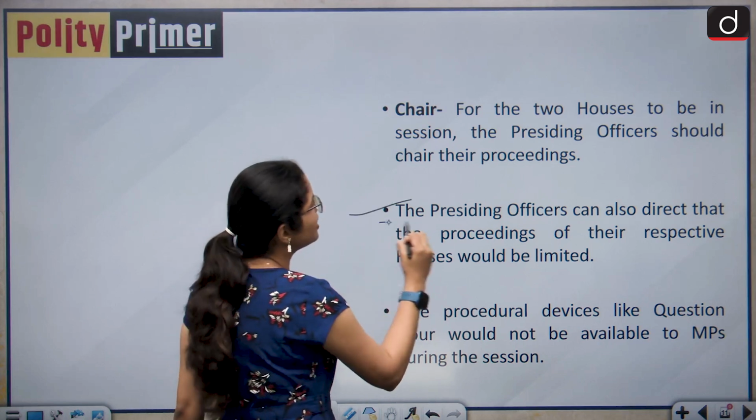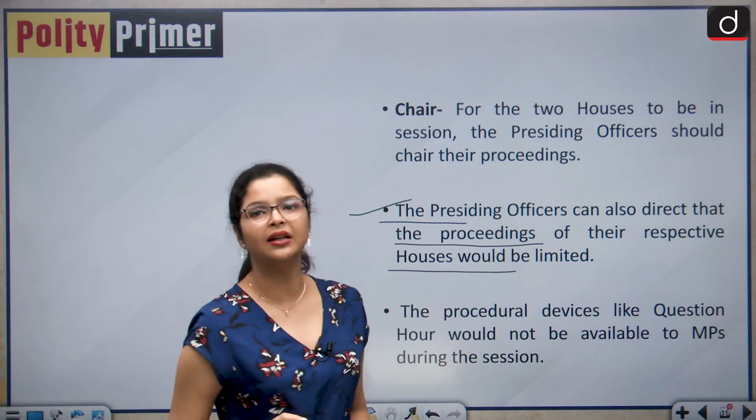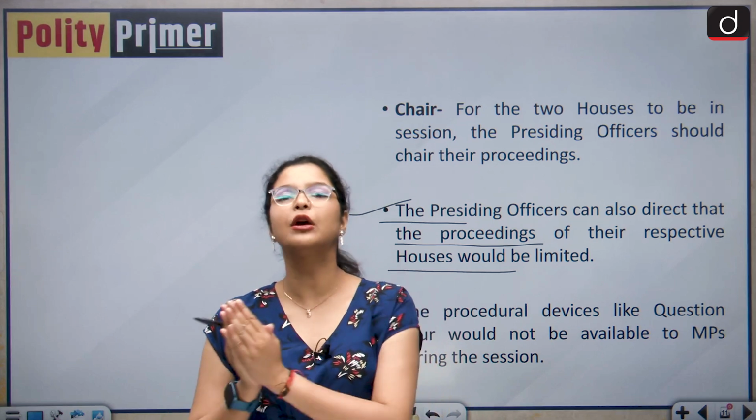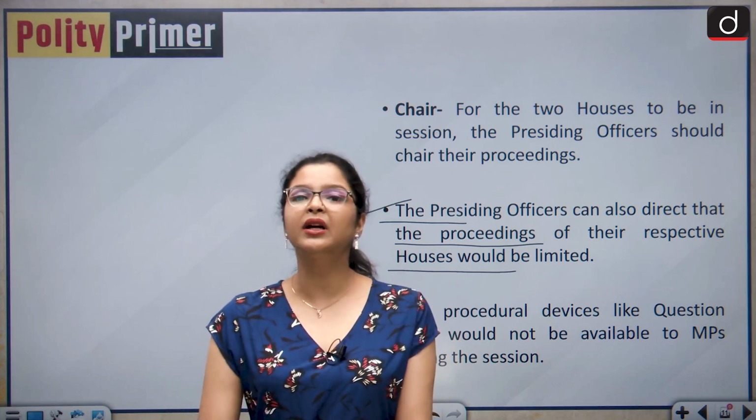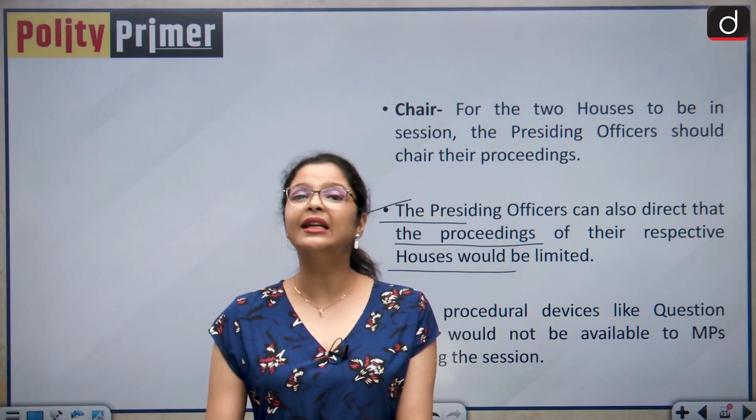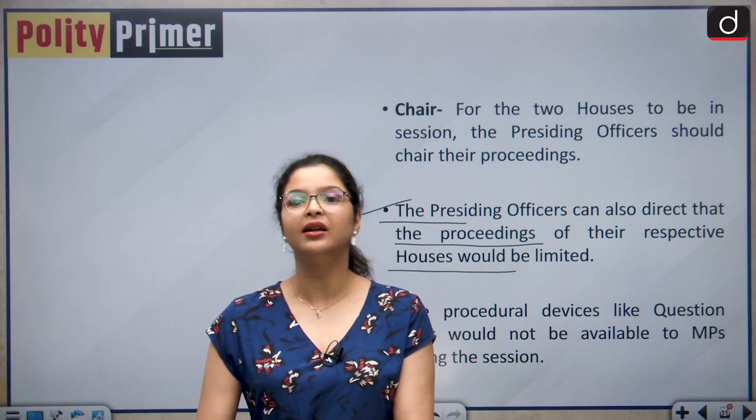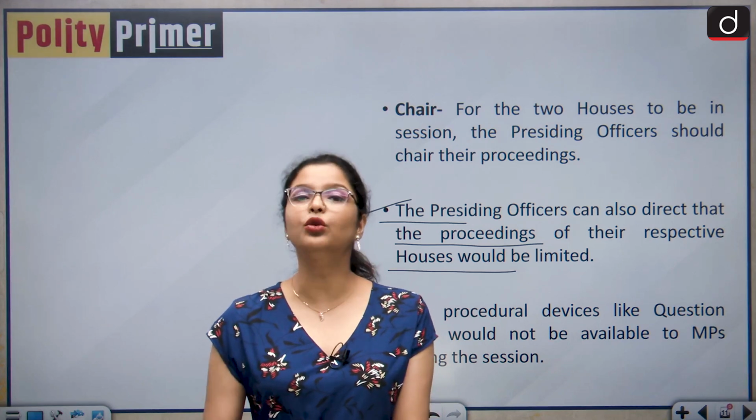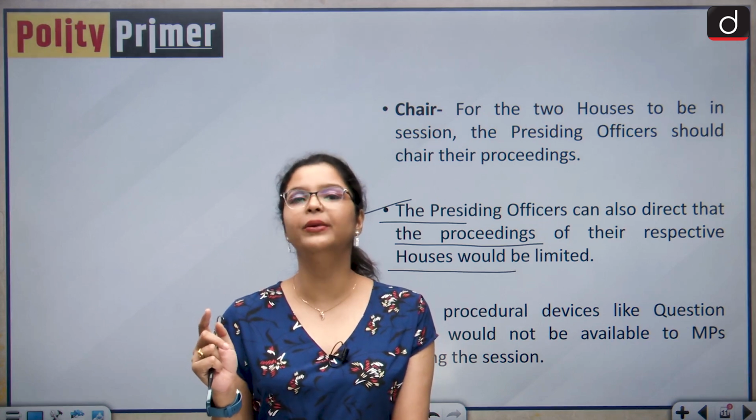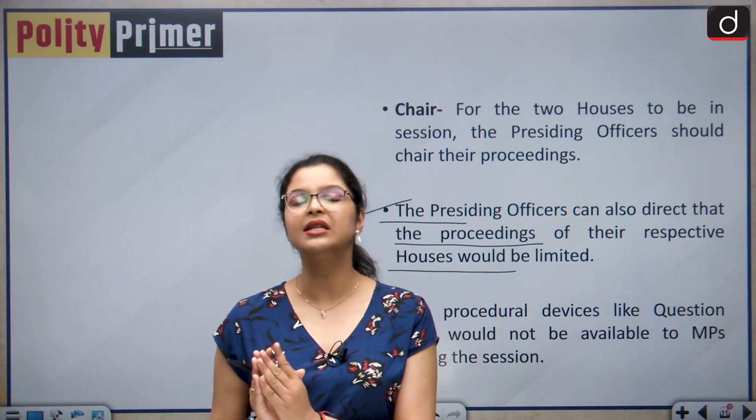The presiding officers can also direct that the proceedings of their respective houses would be limited. So this is what differentiates a special session of the parliament from the regular session of the parliament, that the conduct of the proceedings of the house can be limited by the presiding officers. It can only be on the question on the agenda that this session has been called by the parliament. Only that agenda or that question or that matter of public importance could be discussed in this session, and the parliament is not conducting any regular business in this session.